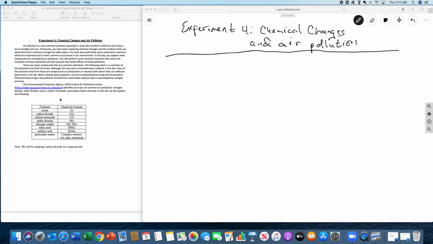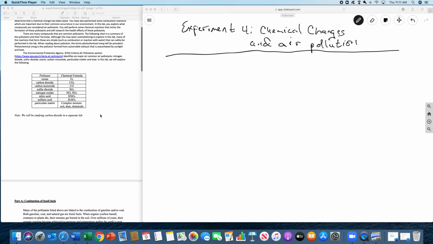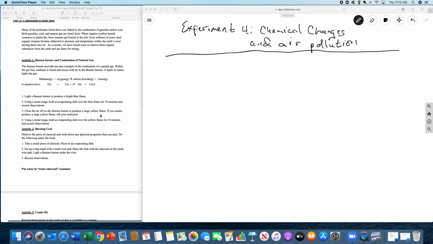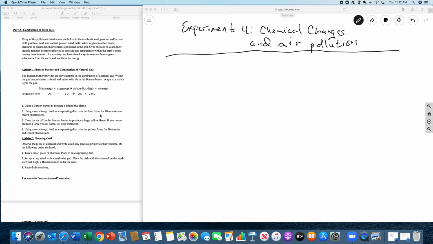And then a lot of pollution is actually produced by combustion. And as a society, we burn a lot of stuff for sources of energy. So this lab is really going to focus more on that. And so in part A, we're going to look at combustion of fossil fuels. So fossil fuels are fuels that come out of the ground. All right, so there's a couple of major types. There's coal, which we'll talk about a little bit later. That's activity 2. And then there's methane, natural gas, which is activity 1.